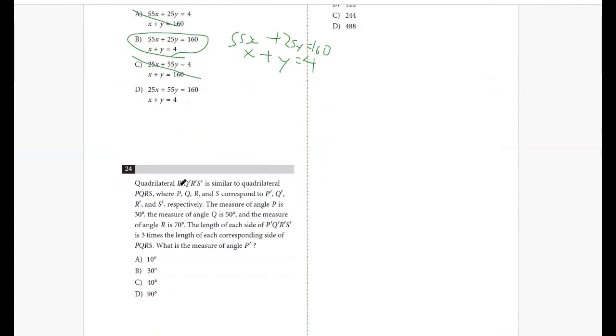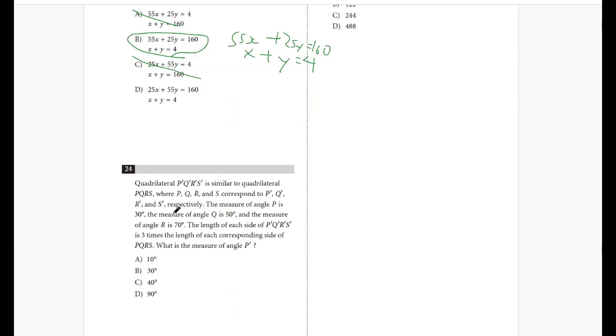The quadrilateral P prime, Q prime, R prime, S prime is similar to quadrilateral PQRS, where P, Q, R, and S correspond to P prime, Q prime, R prime, and S prime respectively. The measure of angle P is 30 degrees. The measure of angle Q is 50 degrees, and the measure of angle R is 70 degrees. The length of each side of P prime, Q prime, R prime, S prime is 3 times the length of each corresponding side of PQRS. What is the measure of angle P prime?